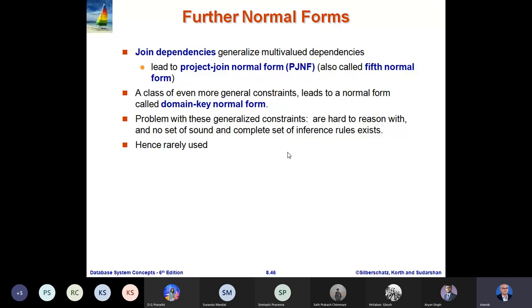And whatever decomposition technique we follow, for BCNF decomposition or if we go for third normal form, those decompositions are always lossless. Okay, so we do not need to worry about that. But if it is BCNF decomposition, we have to keep in mind the dependency preserving property. So that is what we need to worry about.